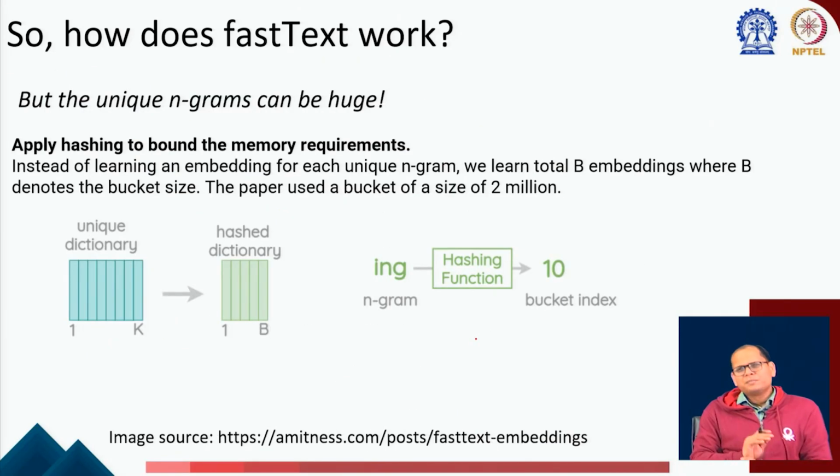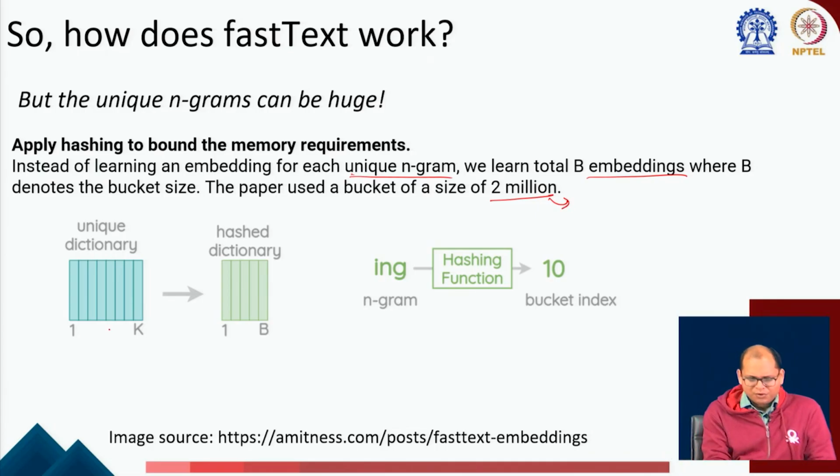Now one practical question is that the number of n-grams can be huge. So they use certain tricks to avoid this, to limit the number of n-grams. You can apply hashing to bound the memory requirements. Instead of learning an embedding for each unique n-gram, we will only learn a total of B embeddings, where B is my bucket size. In this case they used a bucket size of 2 million. That means 2 million is the upper bound on the number of n-grams that you can have.